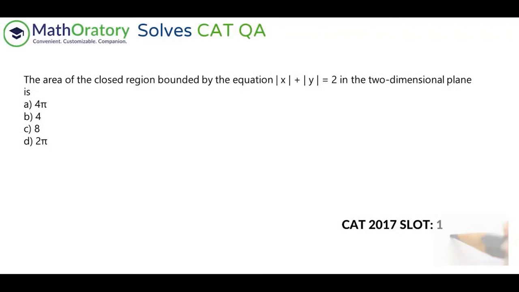The area of the closed region bounded by the equation mod x plus mod y equal to 2. So if you have an idea of these kind of questions, you would solve. This is a very basic question on mod graphs. The best way to interpret these kind of questions is by just thinking in this way.